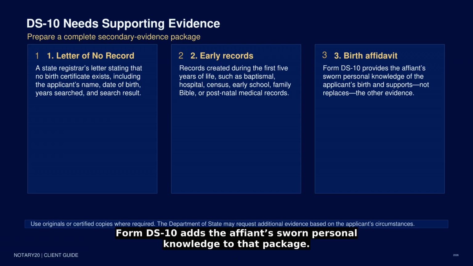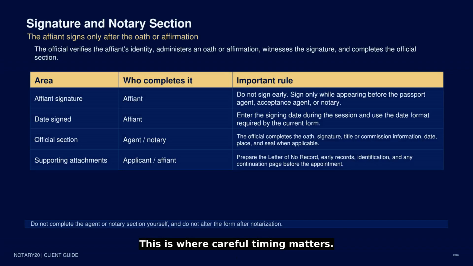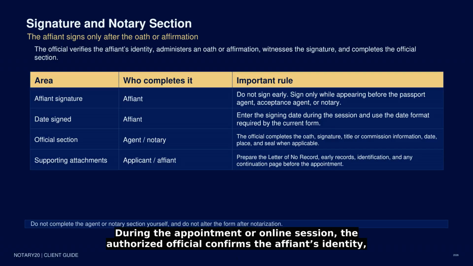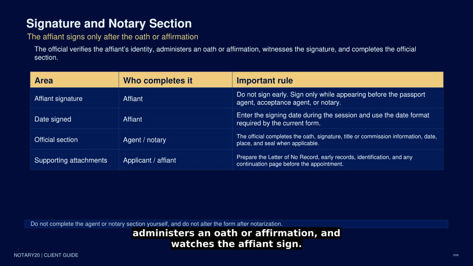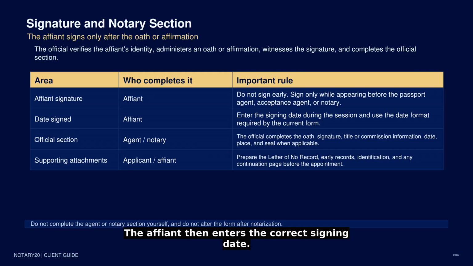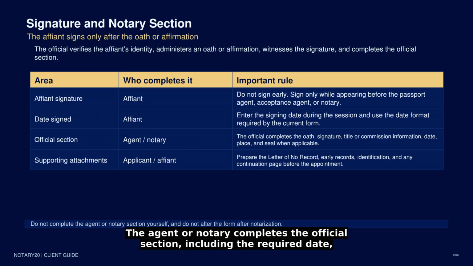This is where careful timing matters. The affiant must not sign the form in advance. During the appointment or online session, the authorized official confirms the affiant's identity, administers an oath or affirmation, and watches the affiant sign. The affiant then enters the correct signing date. The agent or notary completes the official section, including the required date, place, signature, title, or commission details, and seal when applicable. Never type into the official section yourself, and do not change the form after it has been notarized.